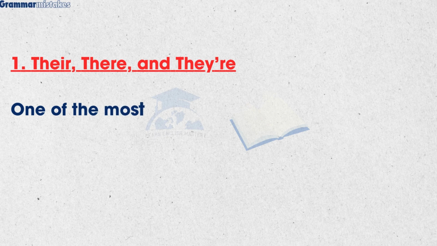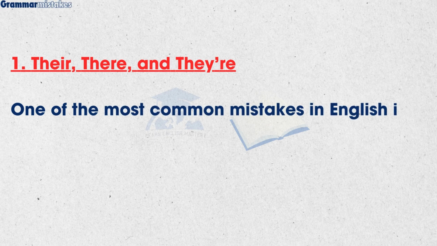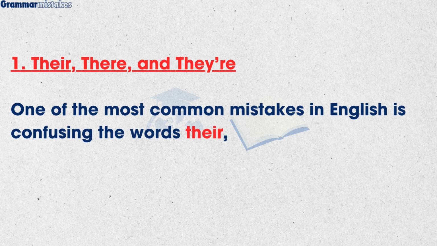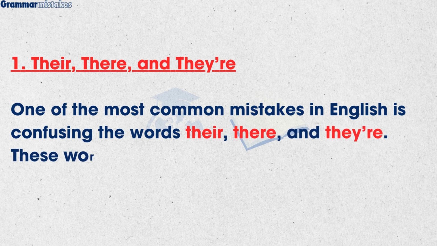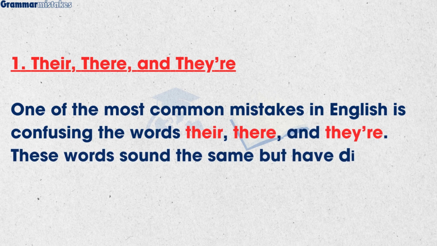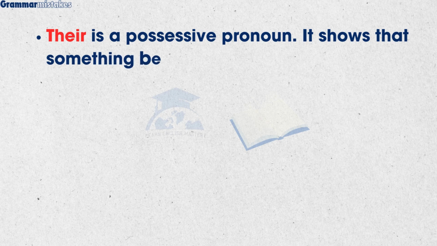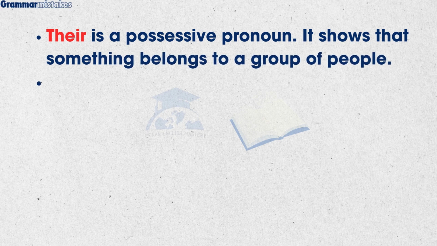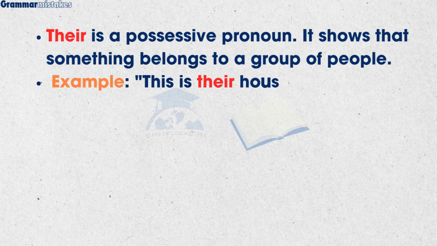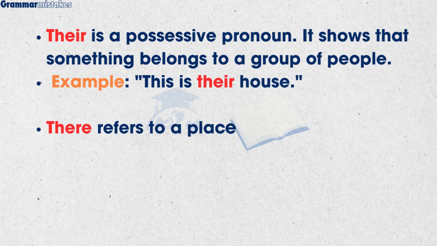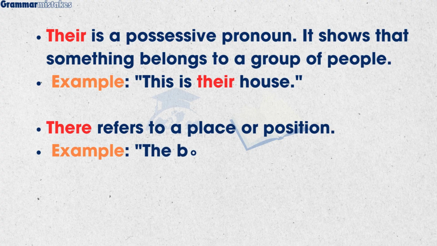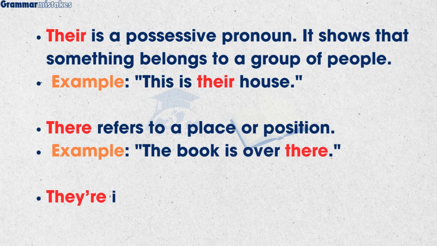1. There, their, and they're. One of the most common mistakes in English is confusing the words there, their, and they're. These words sound the same but have different meanings. Their is a possessive pronoun. It shows that something belongs to a group of people. Example, this is their house. There refers to a place or position. Example, the book is over there.